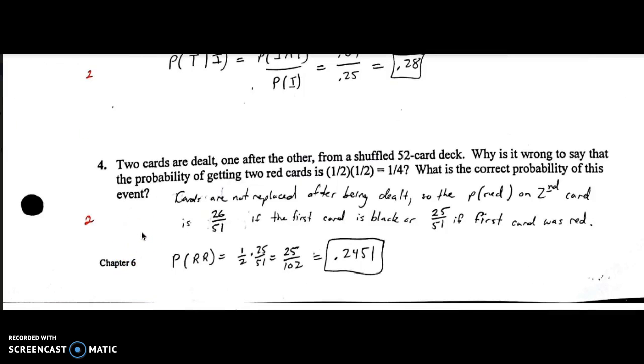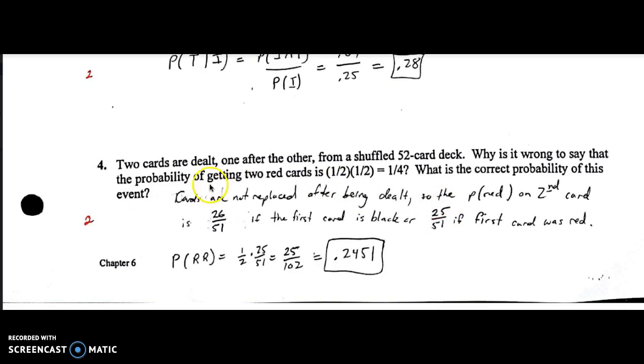And the last question, number 4, says 2 cards are dealt one after the other from a shuffled 52-card deck. Why is it wrong to say that the probability of getting 2 red cards is a half times a half, or just 1/4? What is the correct probability of this event? So when you're shuffling and you're dealing cards, you are not replacing them after they're being dealt. So say the first card that you deal is black. Then for the second card, there's still 26 red ones, but there's only 51 total cards. Or if the first card that you deal is red, there's 51 total cards left, but now there's only 25 red cards left.